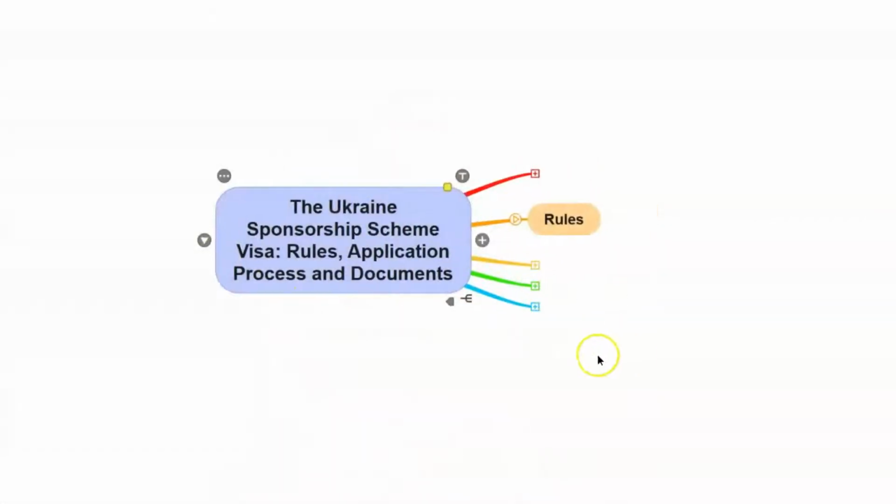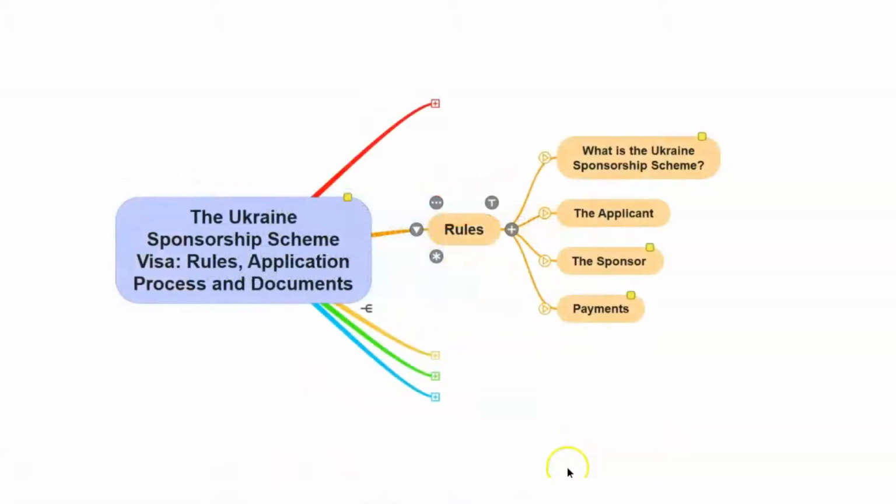So let us begin. In order to succeed in your application, you need to understand the rules, and let me explain what these rules are. First of all, I would like to concentrate on explaining what the Ukrainian sponsorship scheme is, and then I'll talk about the rules for the applicants, those who are applying from outside the UK, and the sponsors, the hosts who kindly agreed to allow the applicants to live at their place.